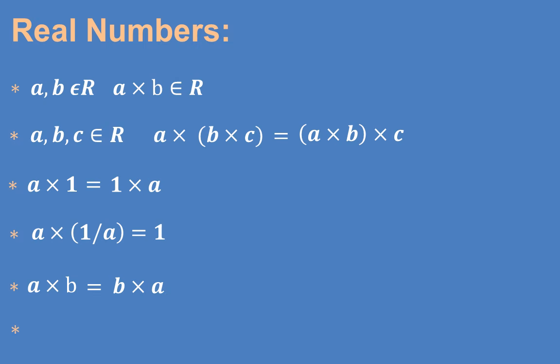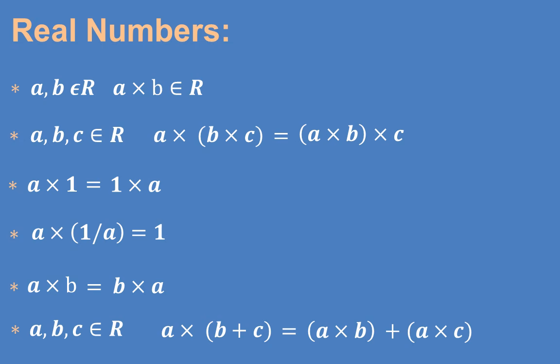The sixth law is the distributivity of multiplication over addition. Multiplication distributes itself over addition. That is, for any three real numbers a, b and c, a times (b plus c) is equal to a times b plus a times c. For example, 4 times (2 plus 3) equals 4 times 2 plus 4 times 3.